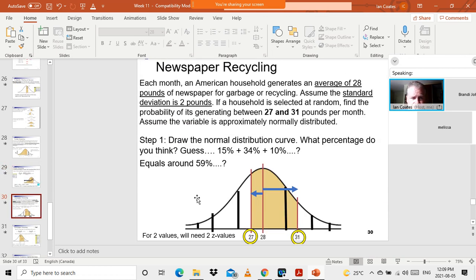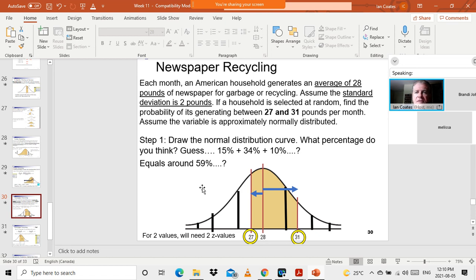So each month an American household generates on average 28 pounds of newspaper. Boy, I never thought about it. That's basically a pound a day of newspaper. What are they reading down there? Assume the standard deviation is 2 pounds.